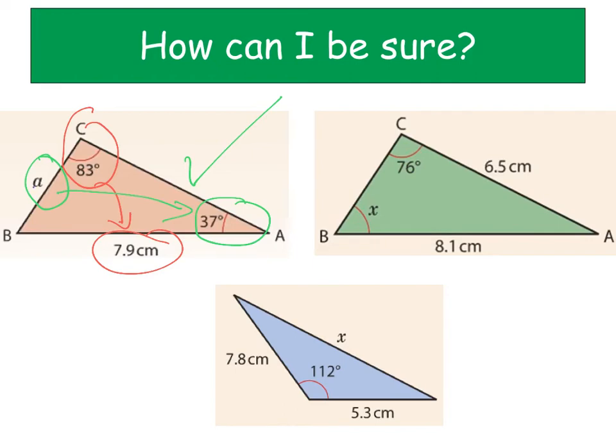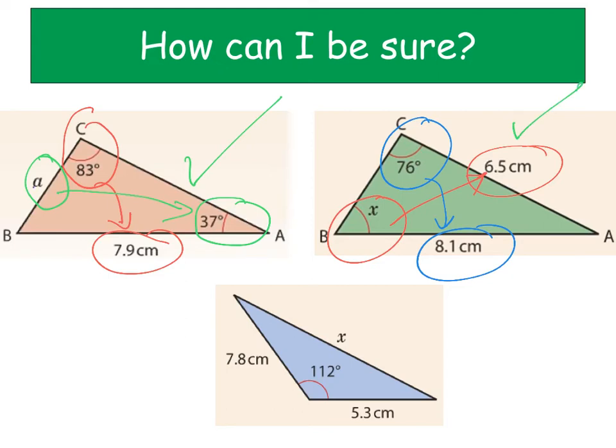On the next one, again, you can see that I'm looking this time for an angle, so X here, and I have the side opposite. Then I also have this angle here, which is 76 degrees, and I have the side opposite there. So again, that would be a good one to use a sine rule for.